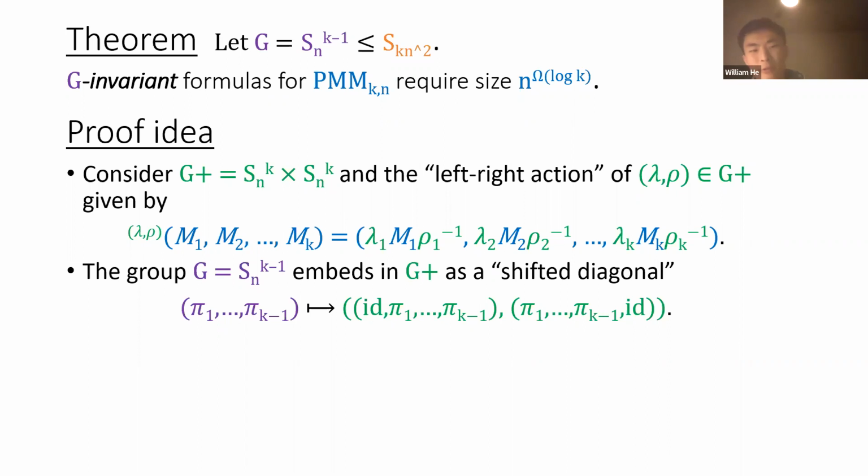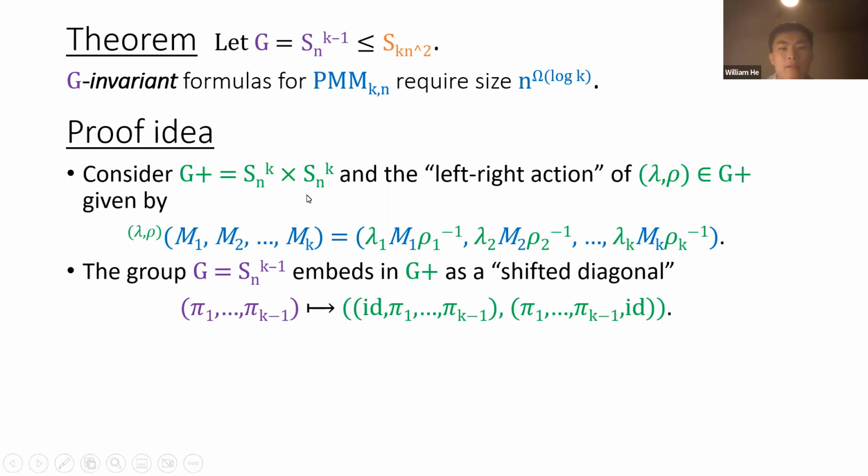To prove our theorem, we actually consider a larger group acting on inputs. This group is G plus, which is S_n^k times S_n^k. And the action is this left-right action, where given lambda and rho in G plus, the lambdas will act on the left of the matrices and the rhos will act on the right of matrices. So this is the action of G plus on the inputs. So lambda for left and rho for right.